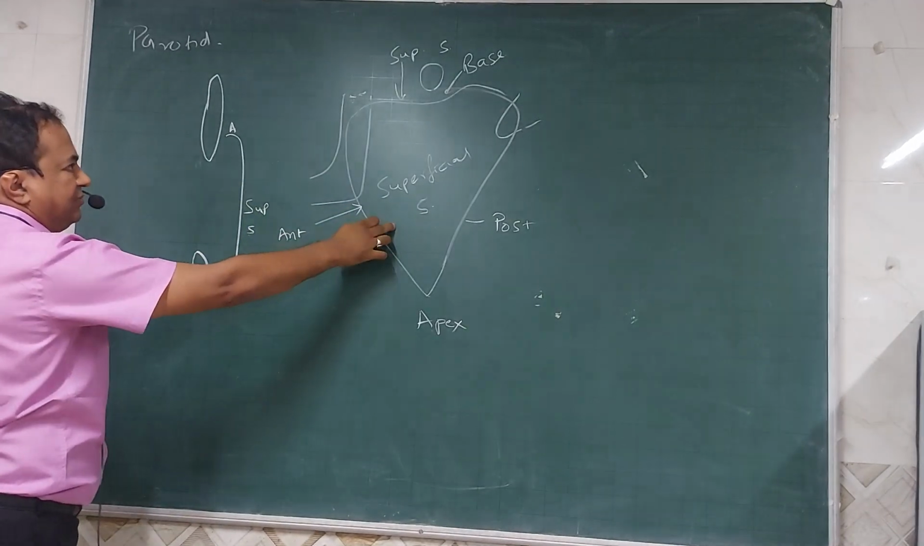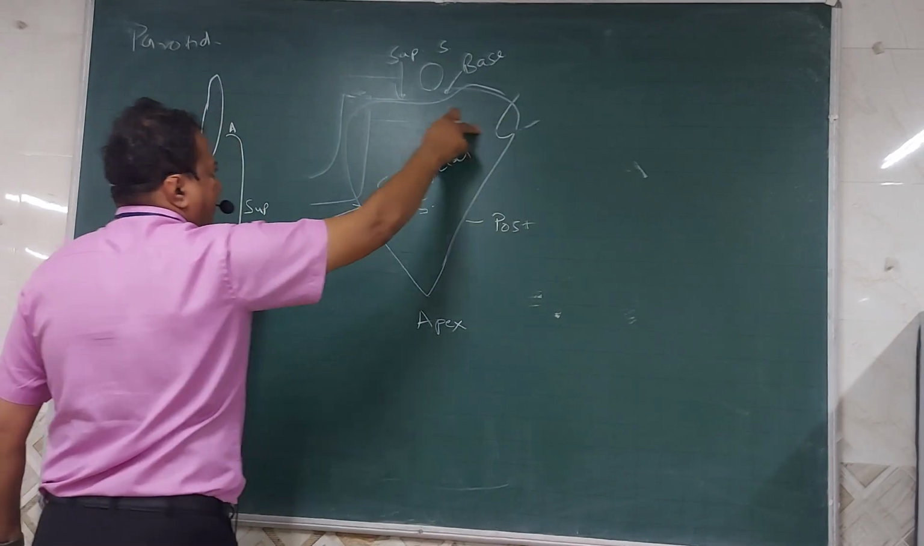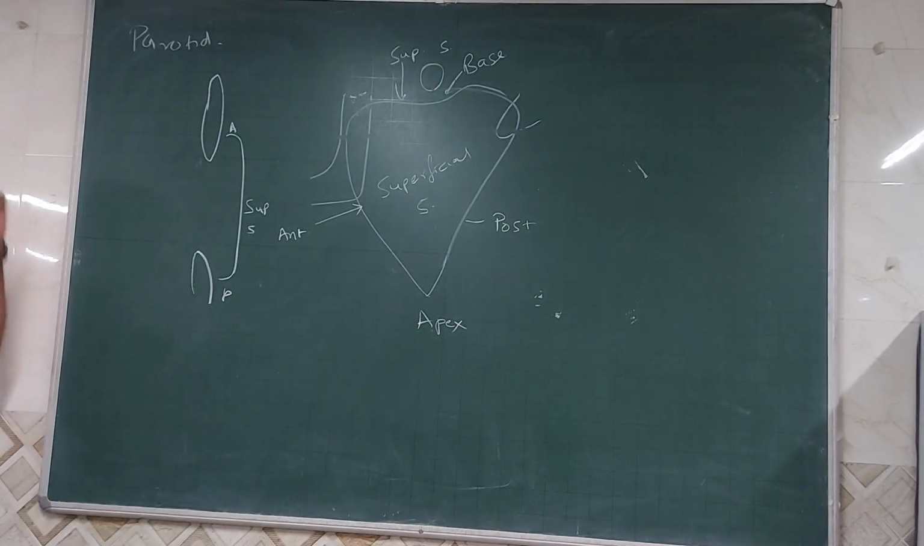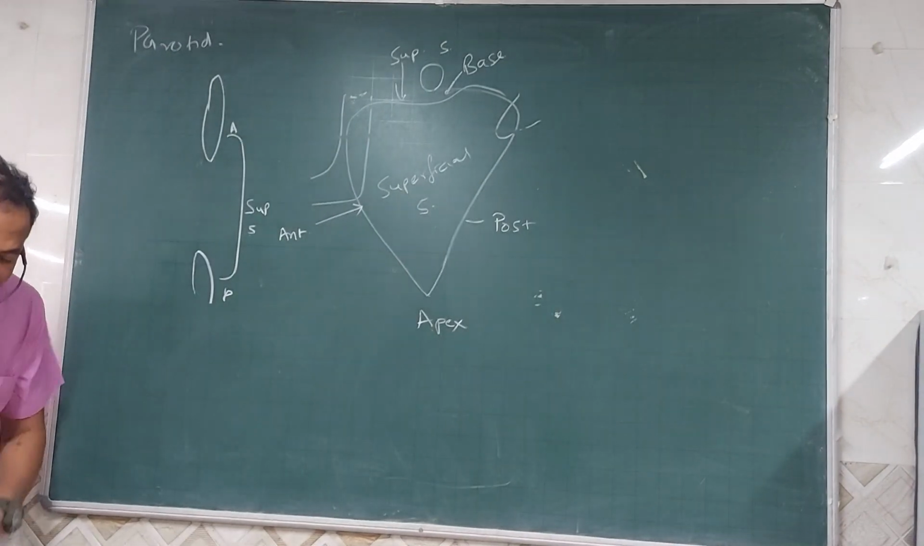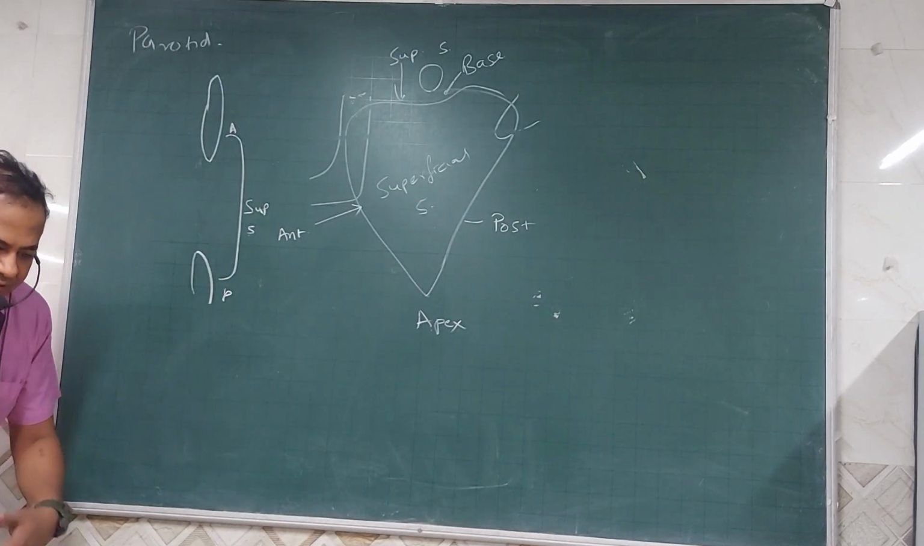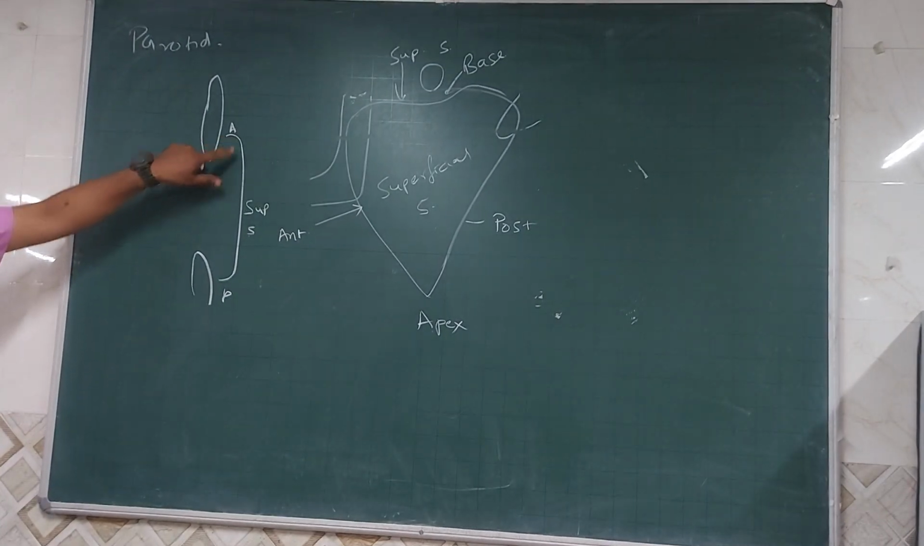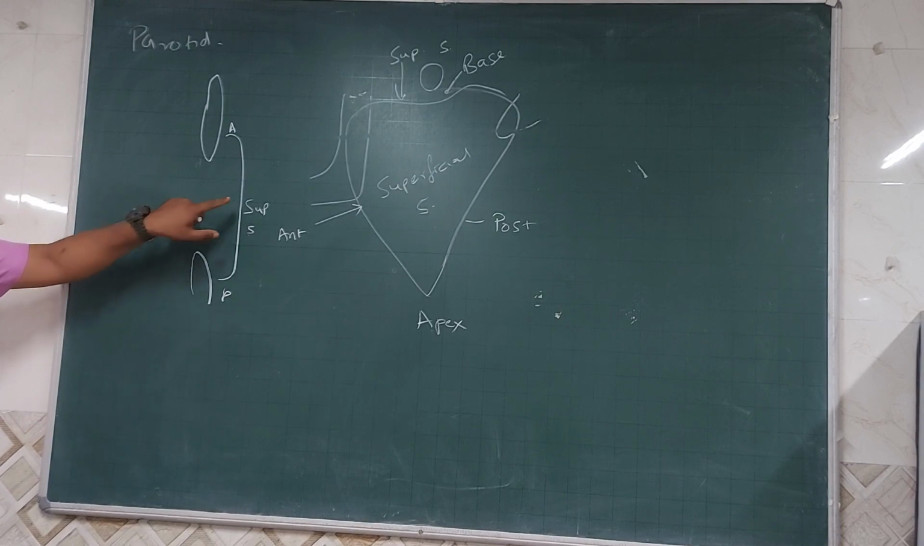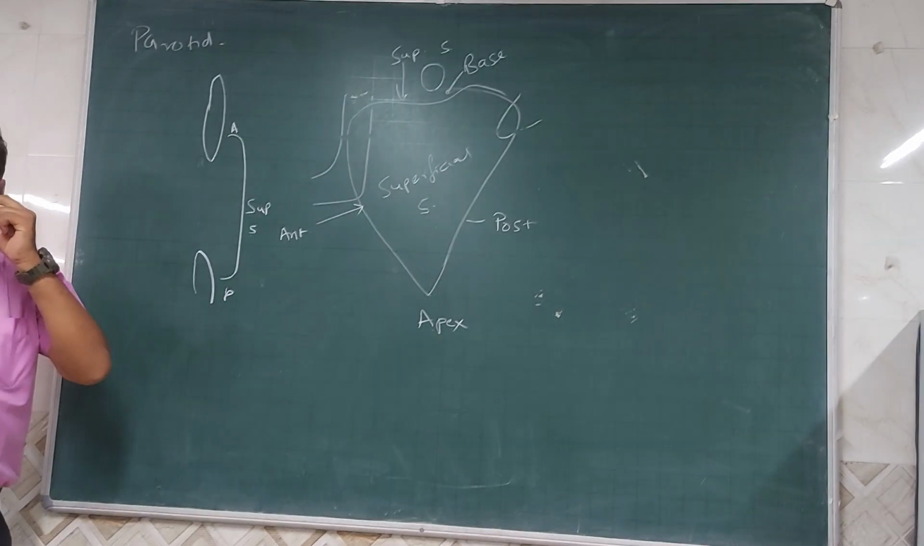I took the section like this. Sorry, this keeps happening with me. Okay. So this is anterior border, this is posterior border, this is superficial surface.